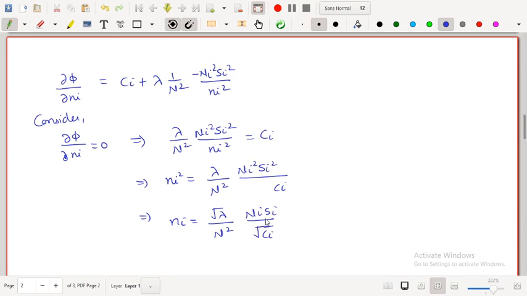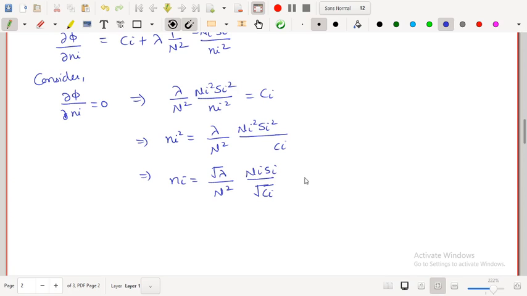Alright. Now we can write this in proportion. This is your equation number 1. We can write this in proportion because this is a constant. So ni is directly proportional to ni si upon root of ci. We have to prove this one.